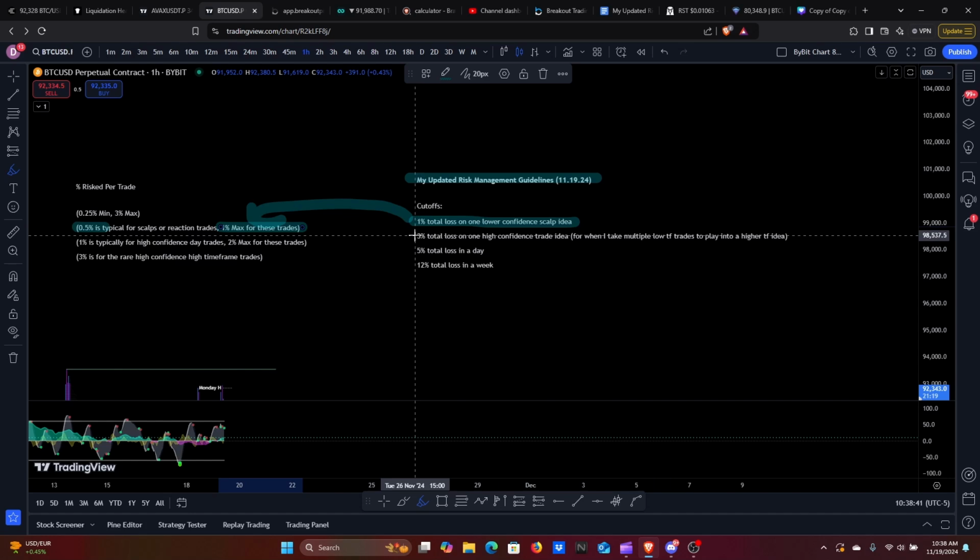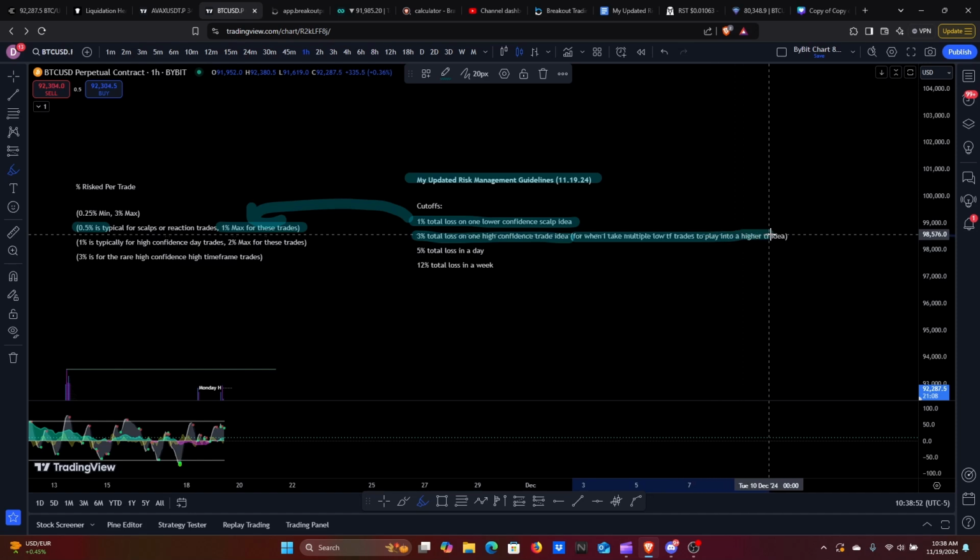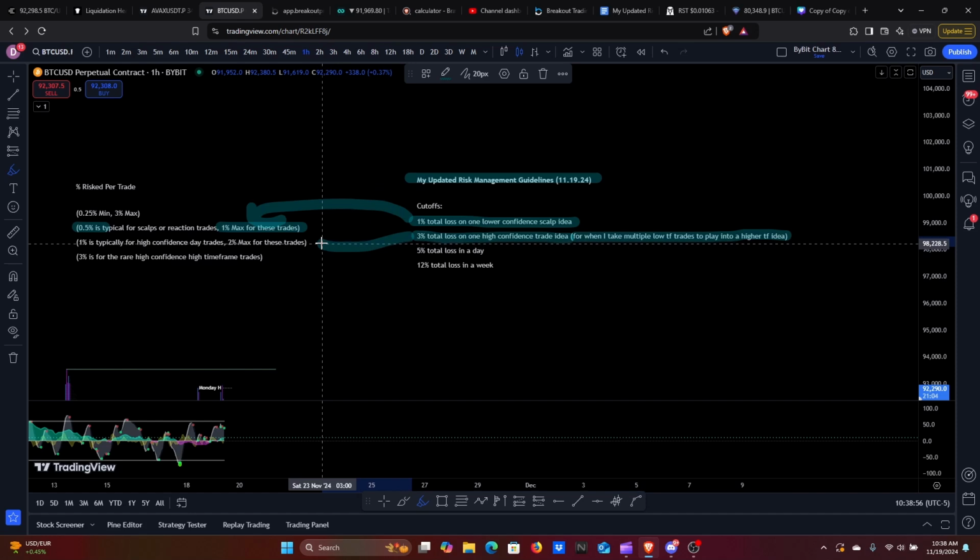I will take a total of a 3% loss on one high confidence trade idea. And, to clarify, this is for when I take multiple low time frame trades to play into a higher time frame idea. And again, this matches my risk management for those higher confidence ideas. I can take 3 1% trades. I could take 1 2% trade and maybe 1 1% trade. And if I lose both of those, all right, that's a total of 3%. I am done with that idea. I'm no longer trying to trade that idea.